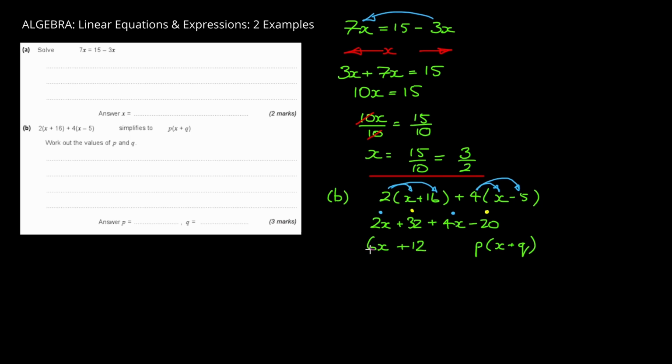And yes, 6 and 12 are both in the 6 times table. 12 is just 2 times 6, so we can take a factor of 6 out. Taking a factor of 6 out here, we'll just leave x, and taking the factor of 6 away from 12, we'll leave 2. And that is your answer, where p equals 6 and q equals 2.